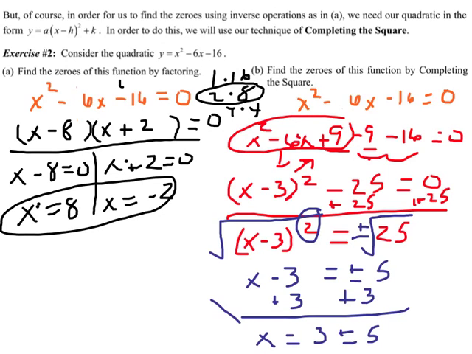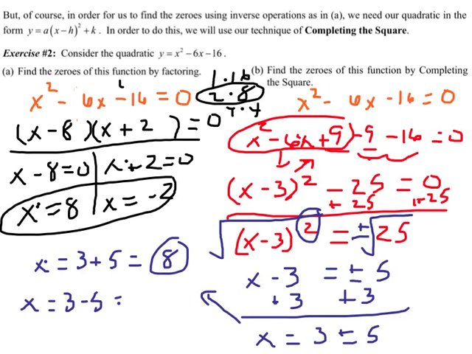So we're going to go off to the side here, and the bottom line is one answer is x equals 3 plus 5, which of course is 8. So there's an answer. And the other one is equal to 3 minus 5, which is equal to negative 2. And if you notice, they match the same way we did by factoring. It's just another method. Beautiful job.